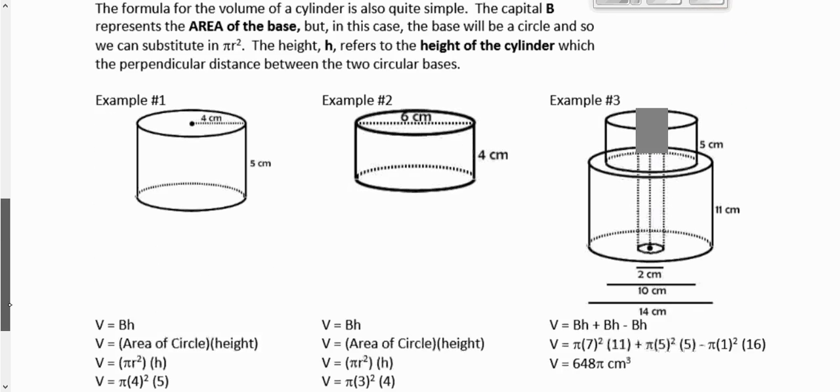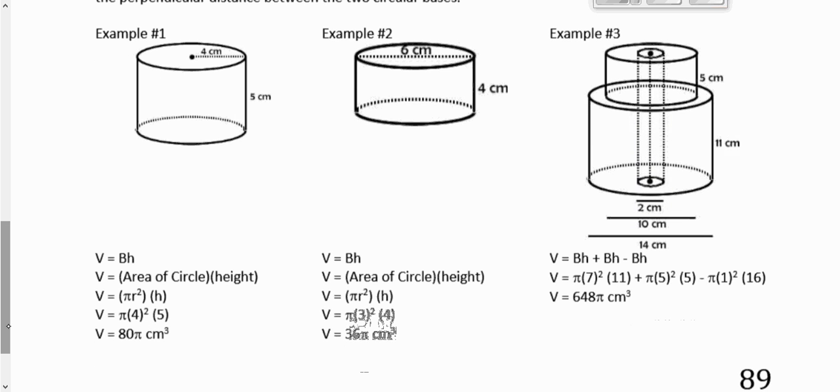This one is pretty simple. The first one, pi r squared h. We got an r of 4, an h of 5. That's all we need, right? Pi r squared h, 4 squared is 16. 16 times 5 is 80, so 80 pi. Example number 2, not too tricky. They gave you a diameter, so the radius is what? 3, right? Don't forget to do that. So pi times 3 squared times 4, 36 pi.